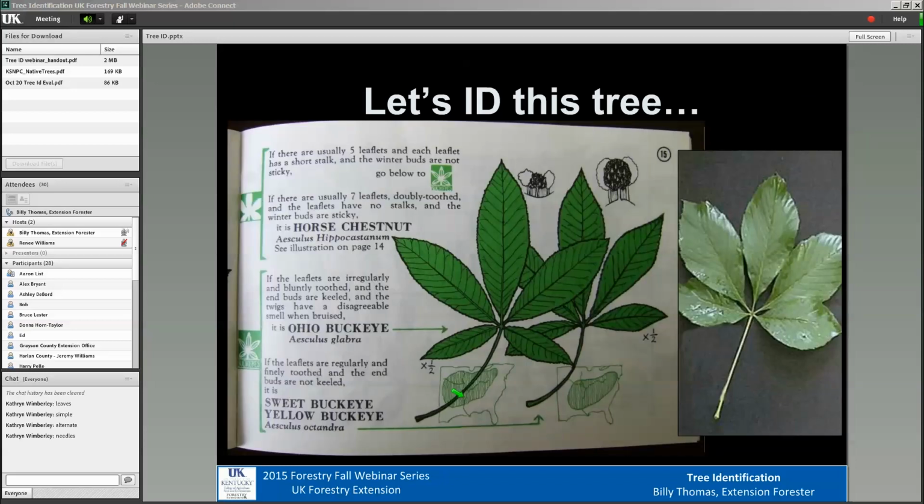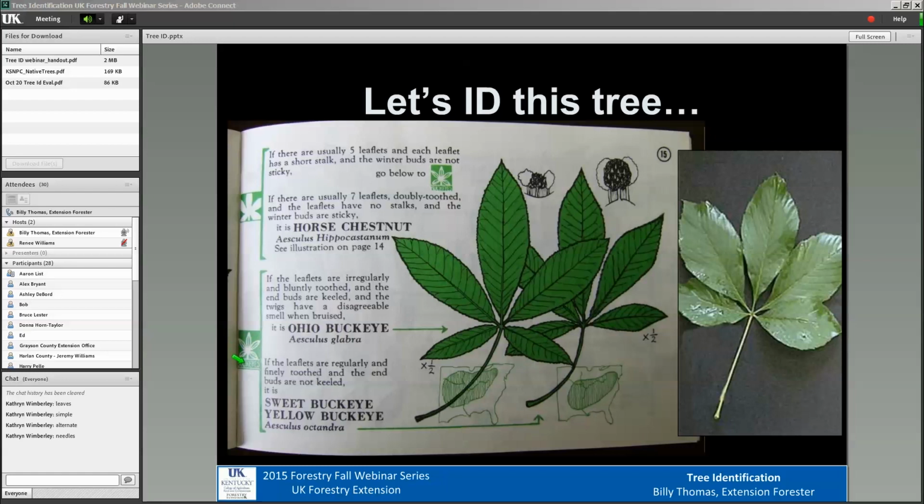This should be right up here. And now it's asking if there are usually 5 leaflets, and each leaflet has a short stalk. We don't have the winter buds to see right now, but we can see here there's a really short stalk on each of these leaflets, and there is 1, 2, 3, 4, 5 leaflets. So we feel pretty good that we can go on down to the buckeyes down here.